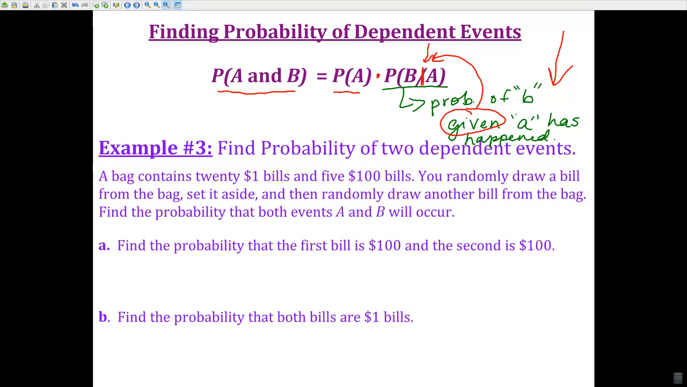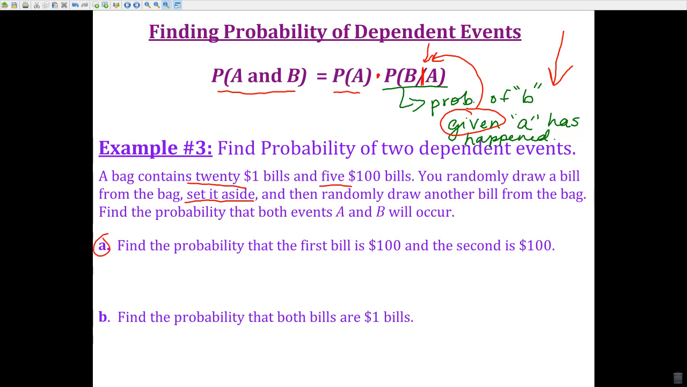Find the probability of 2 dependent events. A bag contains 20 $1 bills. That's important. If you're not great with word problems, you probably underline. That's what I like to do. Important details: 20 $1 bills and 5 $100 bills. You randomly draw a bill from the bag, set it aside. Oh, that's important. Setting it aside without replacing it, right? And then randomly draw another bill from the bag. Find the probability both events A and B will occur, given the situations.